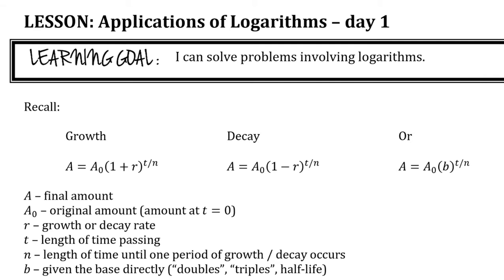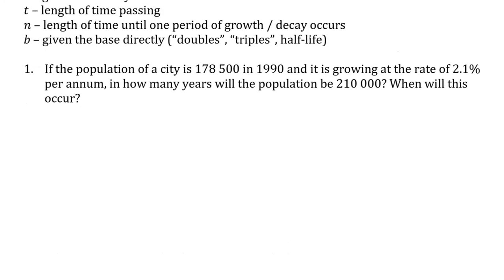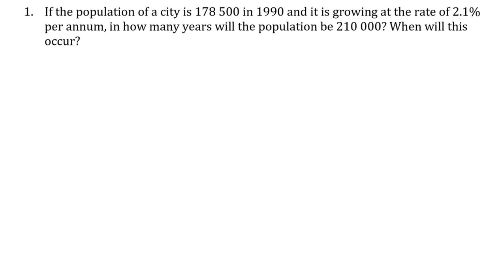Okay, so we're going to identify the type of question that it is, identify whether it's growth or decay, whether it's exponential or logarithmic. There's a lot of making sure you're taking the right approach, and then we'll talk about how we actually go ahead and solve these. So first one, if the population of a city is 178,500 in 1990 and is growing at a rate of 2.1% per annum, in how many years will the population be 210,000? So in how many years, it's asking us to solve for time.